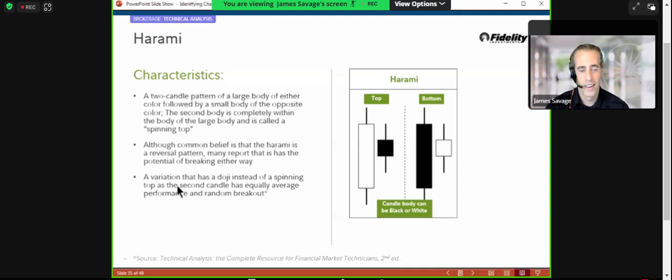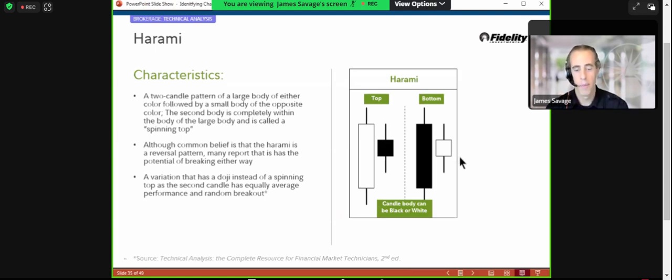Now, a common belief here is that the Harami is a reversal pattern, but many report that it's a potential breakout either way. Again, even though classically it may have one idea, enough observers have noticed it can go either way. And if you're wondering where some of this data is coming from, we do have the source down at the bottom. So again, we've got the larger body and the smaller body.